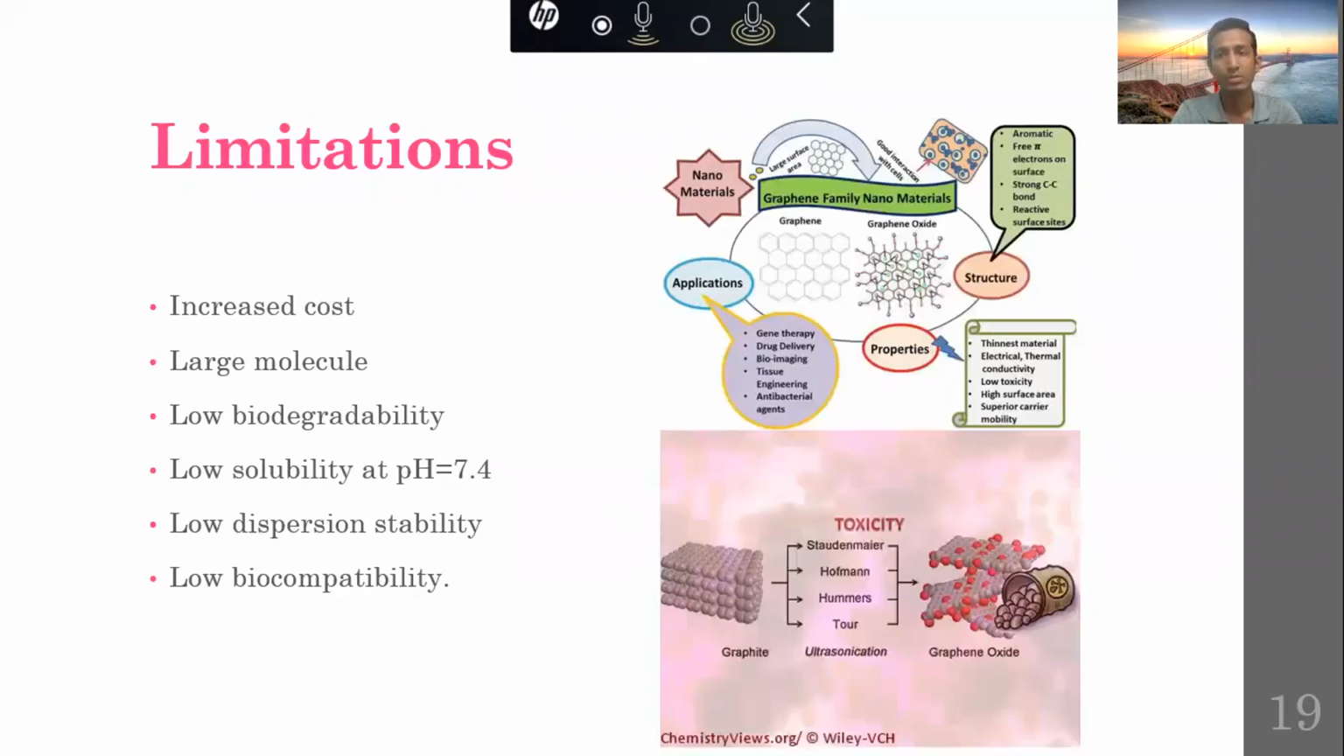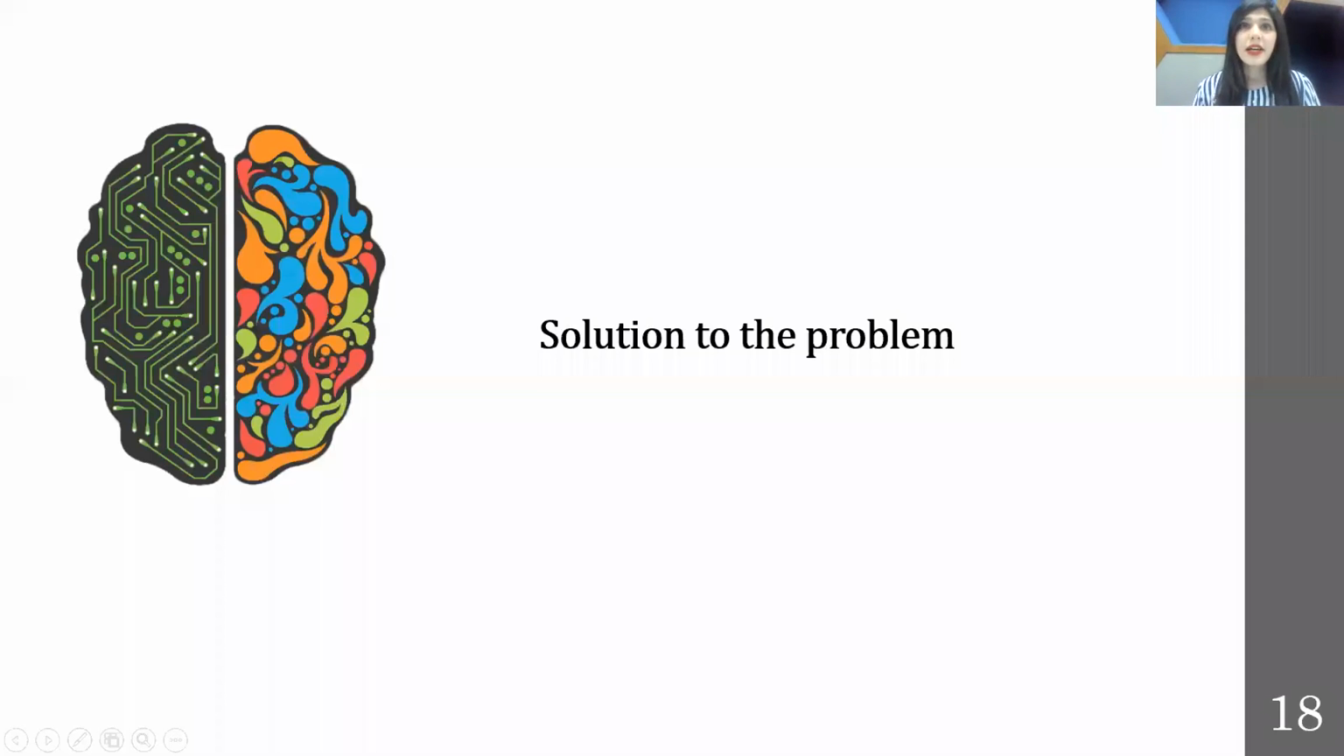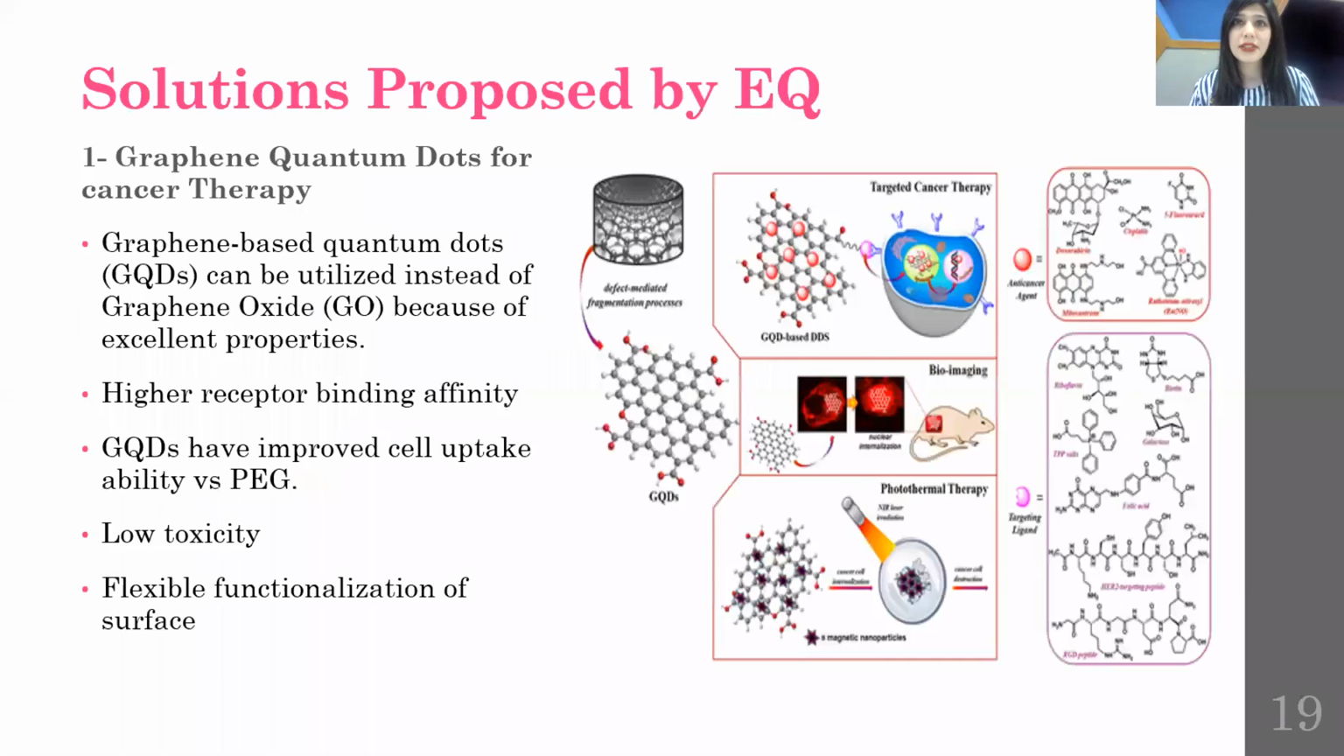Thank you very much. Hi, I am Maira Farman, and I'm going to present the solution proposed by electronic blenders. Graphene-based quantum dots can be utilized instead of graphene oxide because of excellent chemical and physical properties, reduced toxicity, high water dispersibility, and high surface to volume ratio. Graphene-based quantum dots can provide higher receptor binding affinity and improve cell uptake ability in comparison with polyethylene glycol.